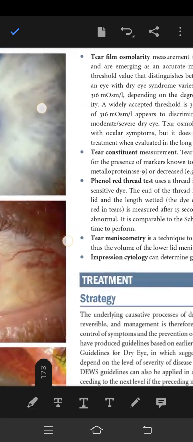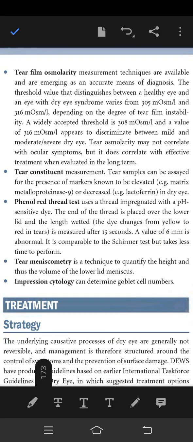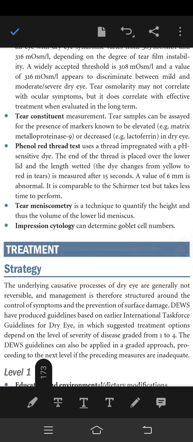Another test is tear film osmolarity, which has a marginal range of 305. Dry eye syndrome varies from 305 to 316 depending on the degree of tear film instability. A widely accepted threshold value is 308, and a value of 316 appears to discriminate between mild and moderate. Tear constituents MMP9, that is matrix metalloproteinase 9, and lactoferrin also show the presence of elevated MMP9 and decreased lactoferrin in dry eye. Phenol red thread test, tear meniscometry and impression cytology are some other tests required for the diagnosis of dry eye disease.